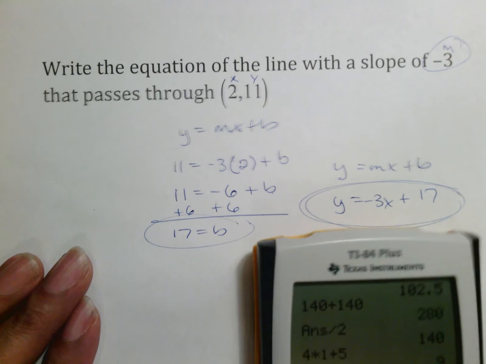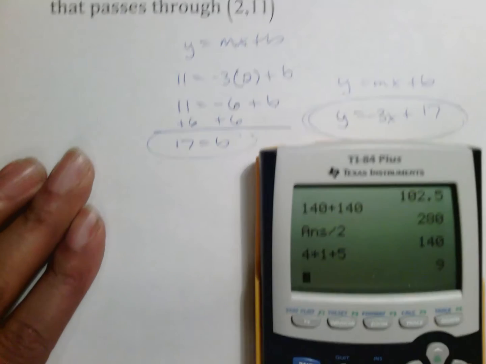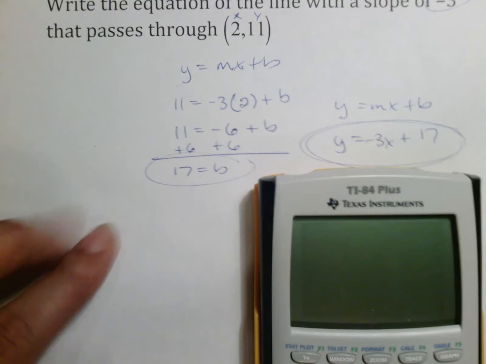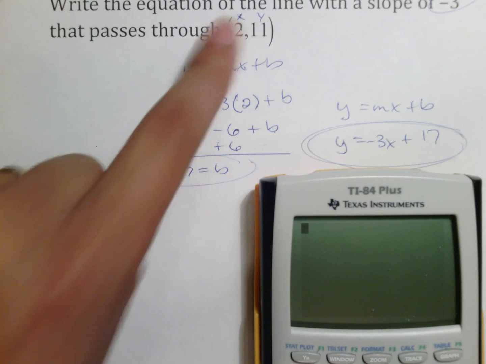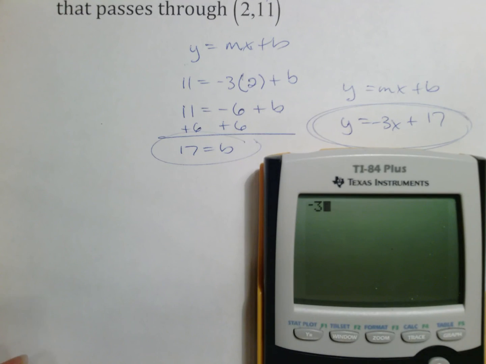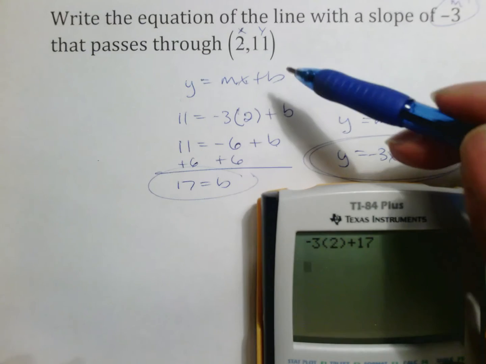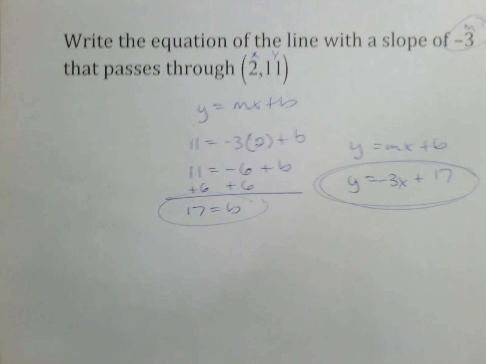And again, here's the nice thing. I can take this, move it to where you can see it, but I can take this and plug 2 in for x, and I should get 11 as an answer. So let's see, -3 times 2 plus 17 equals, notice your answer, notice what y is. That tells me I did it right.